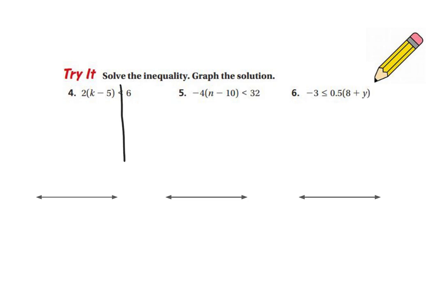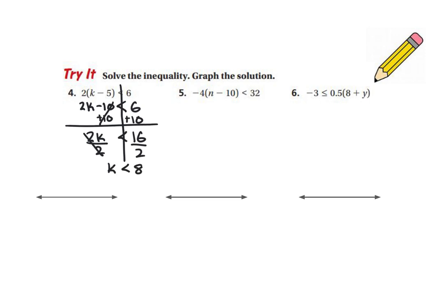For number 4, we'll distribute and get 2k minus 10. To undo the minus 10, we'll add 10 to both sides. So 2k is less than 16. And when we divide by 2, we undo the multiplication. The 2's cancel. And we're left with k is less than 8. An open circle pointing to the left is our graph.